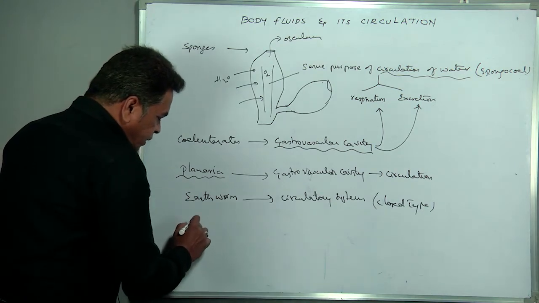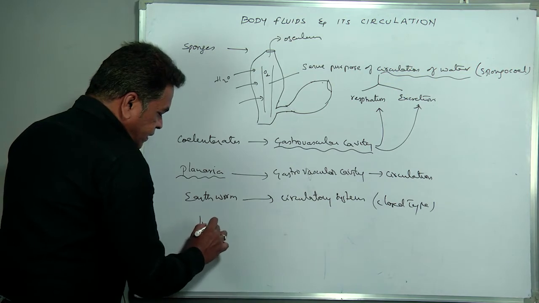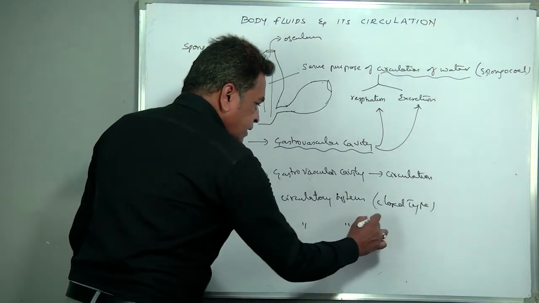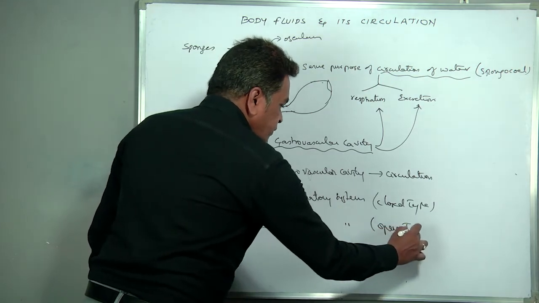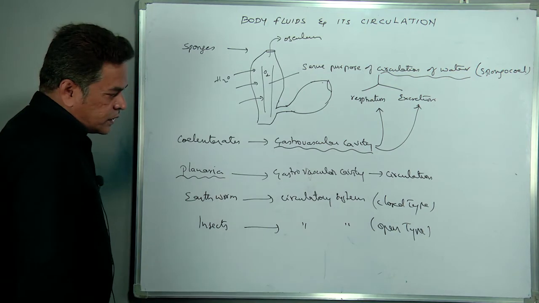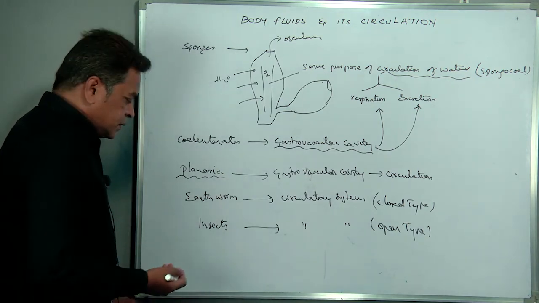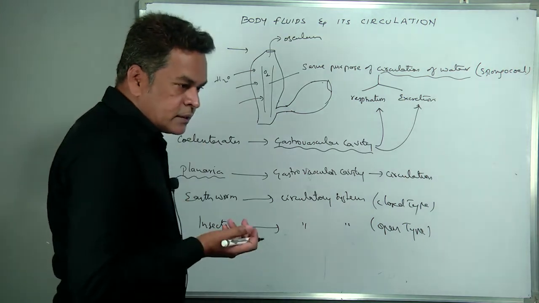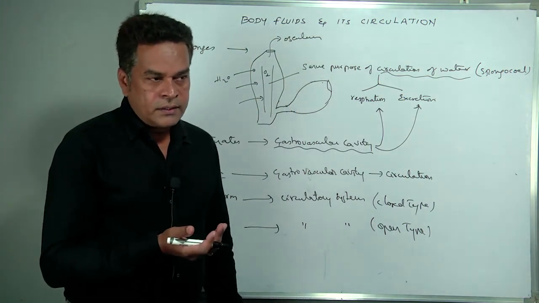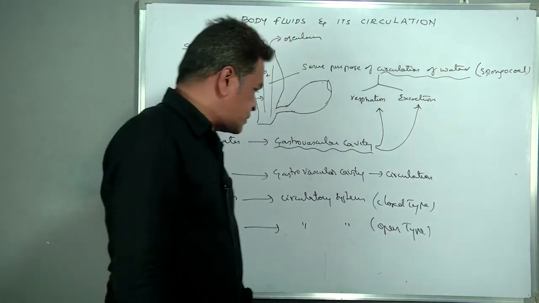And in arthropoda, for example, if you take insects, in insects you find a circulatory system, but it is of open type. We'll try to understand what is this closed type of circulatory and open type of circulatory system. And here, that is in vertebrates, in higher level of organisms, in vertebrates you find the closed type of circulatory system.